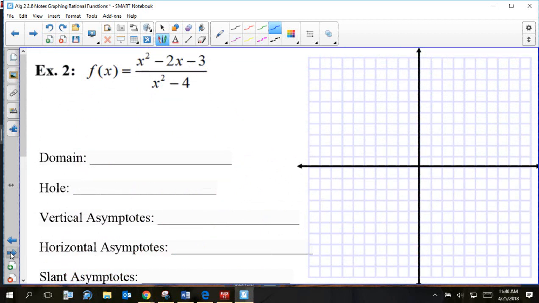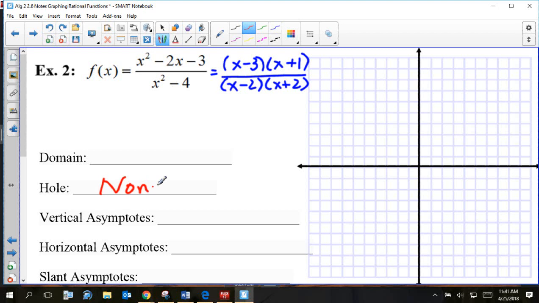Okay, let's factor the numerator and the denominator. That's the first step. Do any factors cancel? No. If none of them cancel, there's not going to be any holes. Okay. I'm just going to fill that out. Next, x does not equal what number here? 2 over here, x does not equal -2.